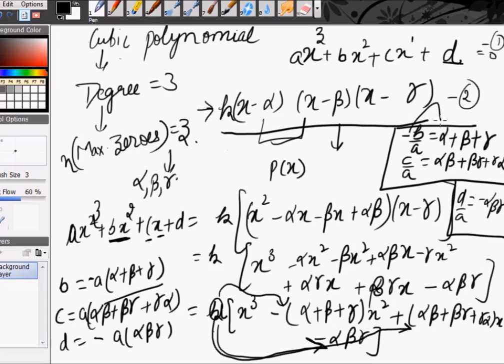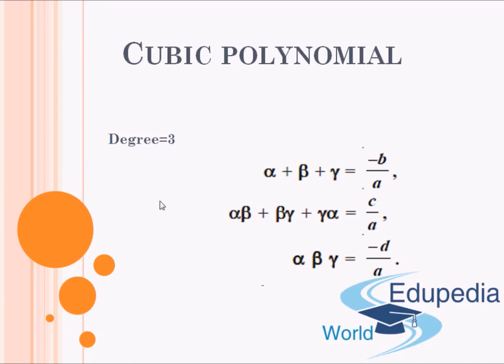We can also bring this negative over here as a whole. Thus the result is alpha plus beta plus gamma equals minus b by a, alpha beta plus beta gamma plus gamma alpha equals c by a, whereas product alpha beta gamma of the three terms, rather 3 zeros, equals minus d by a.